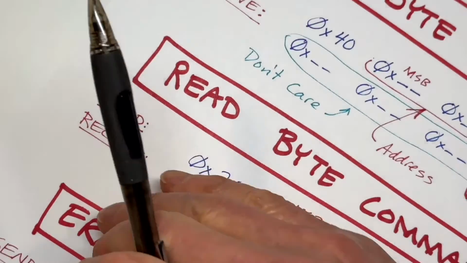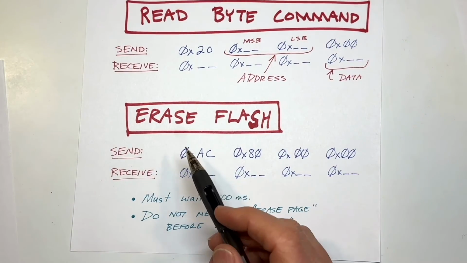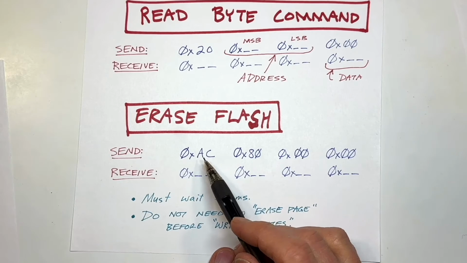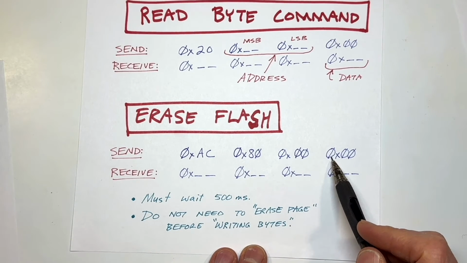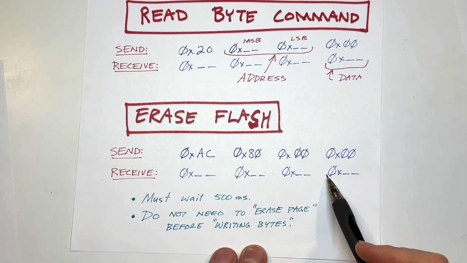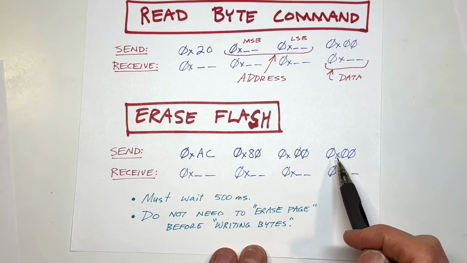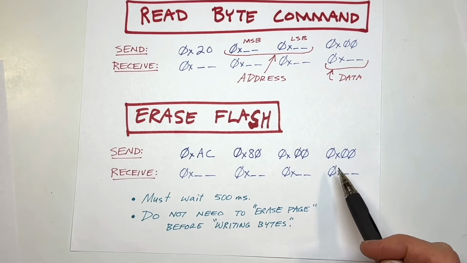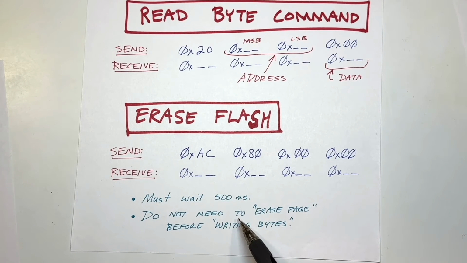And now finally we have the erase flash command, and here we send hex AC800000, and we ignore whatever is returned. And this will erase the entire flash memory on the 8051 chip. There's also a timing requirement. We've got to wait 500 milliseconds.